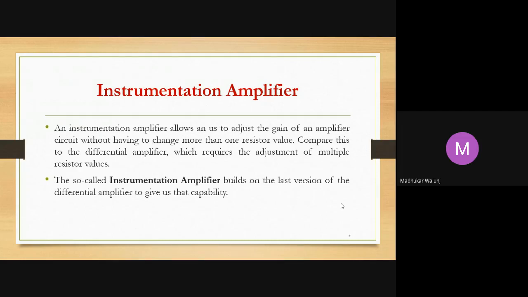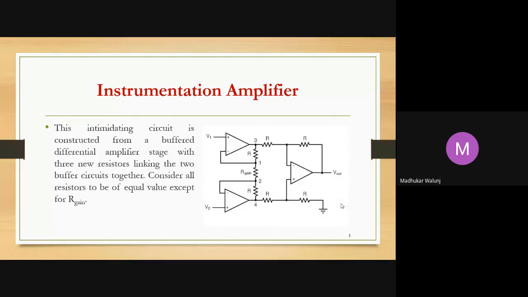So it gives that capability. So this is the last version of the differential amplifier. Look at the circuit over here. We have V1 as the input from one end of the sensor, and V2 is the input from the other end. Keep in mind that it is always connected to the non-inverting terminal, and the inverting terminal is connected to the feedback that comes from the output.